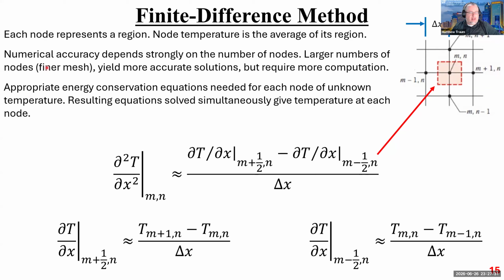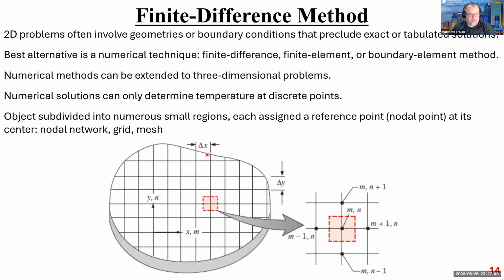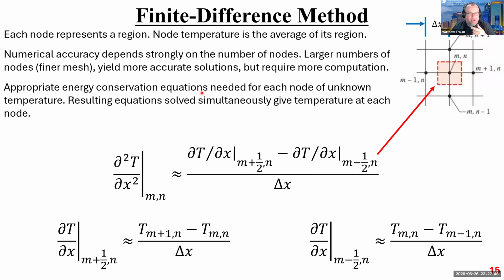So the numerical accuracy depends strongly on the number of nodes. So the more nodes you have, the more spatial accuracy you can get, but also you have to have more equations to solve simultaneously, which requires more computation, right? So you can make the nodes arbitrarily small, but then you have to wait an arbitrarily long time for your computer to actually solve all of the simultaneous equations that get produced. We'll see that in a second.